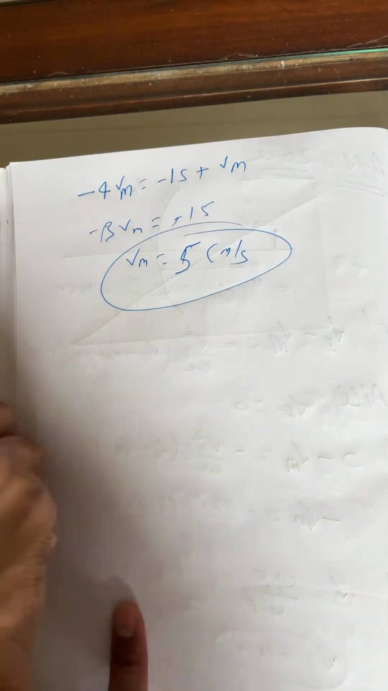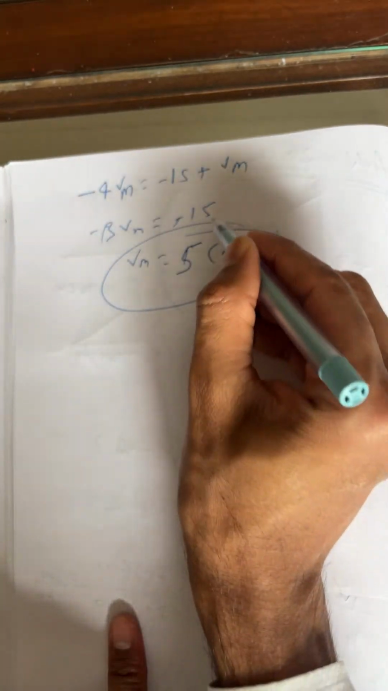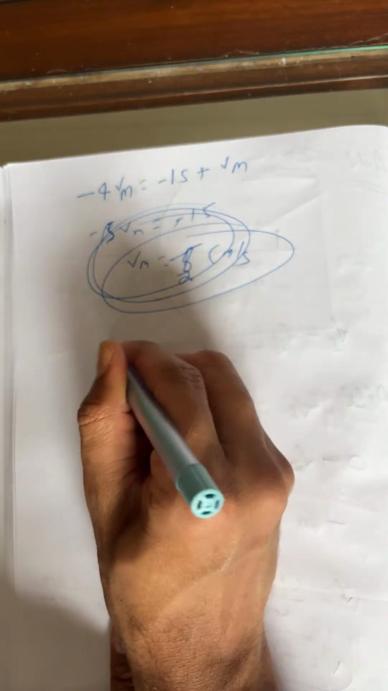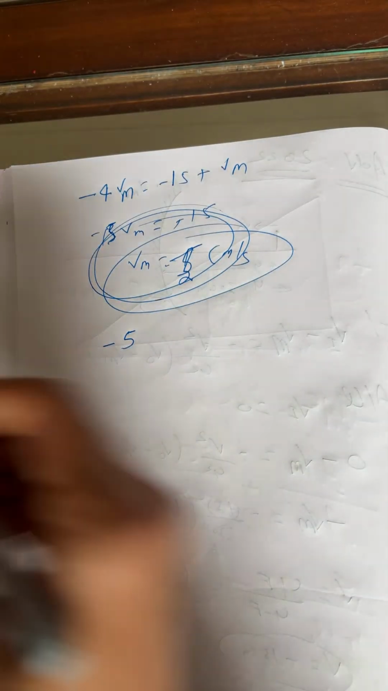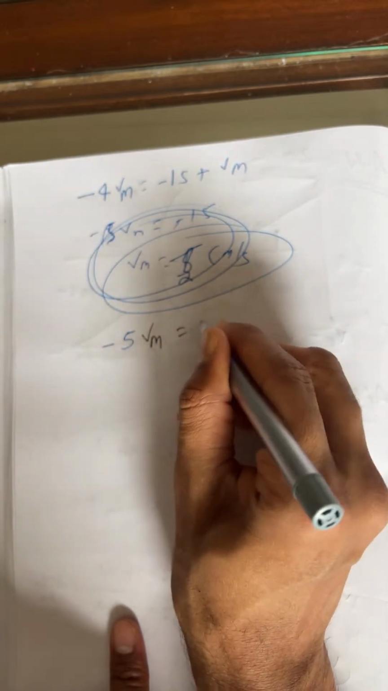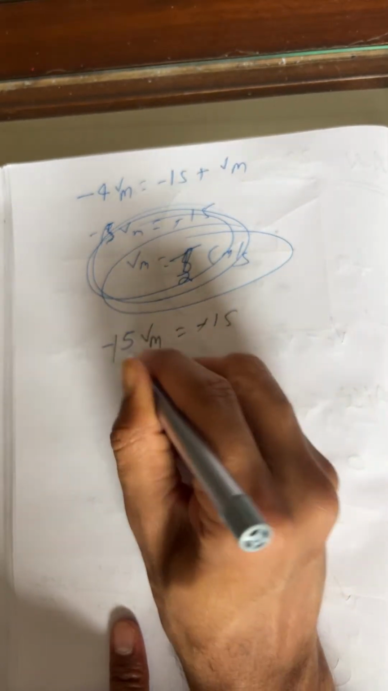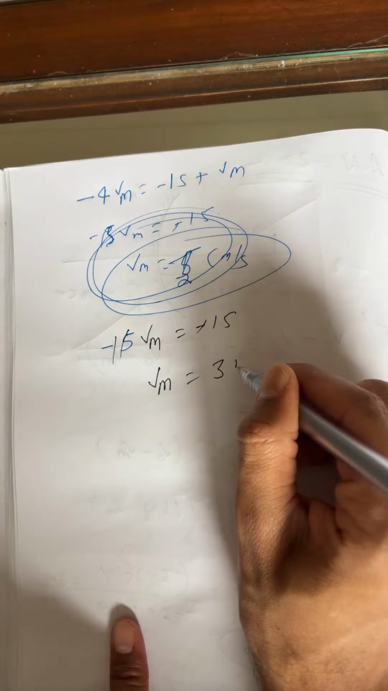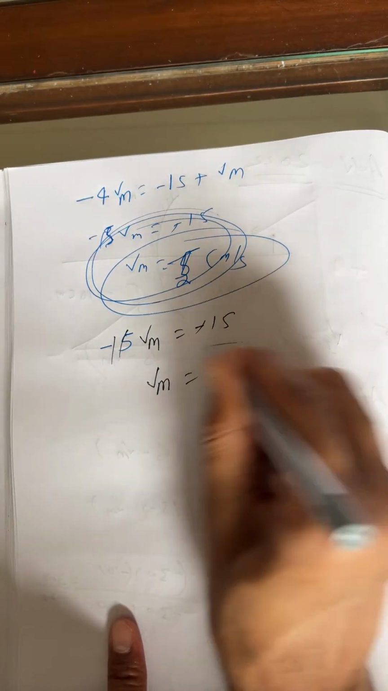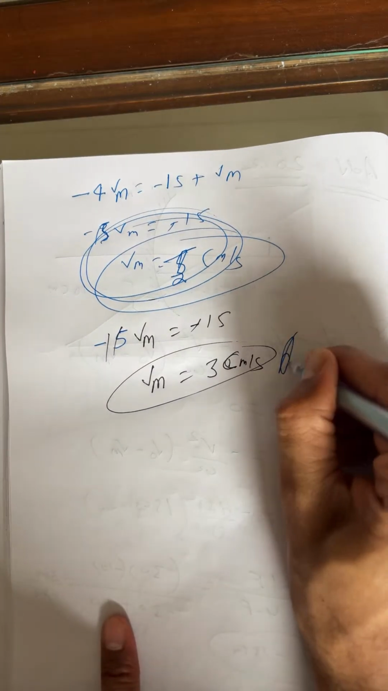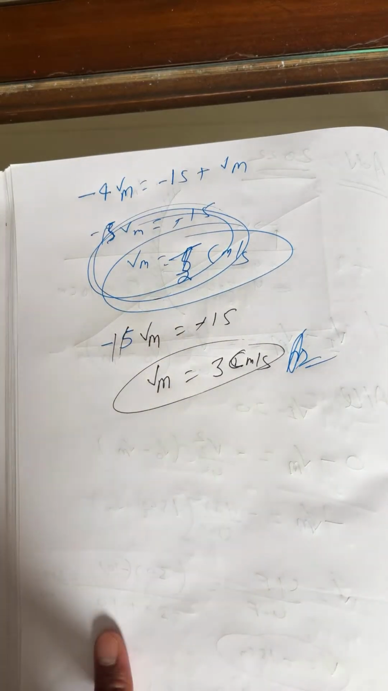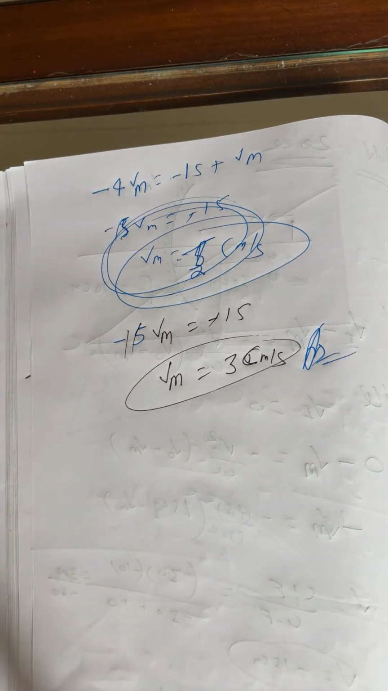This is wrong here. This will come, so it's 5 VM. So it will come 3. I can say minus 5 VM is equal to minus 15 here. Cancel. So the velocity of VM you can write 3 centimeter per second. Yes, this is the key mentioned here. Correct answer. That is 3 centimeter per second. Right.